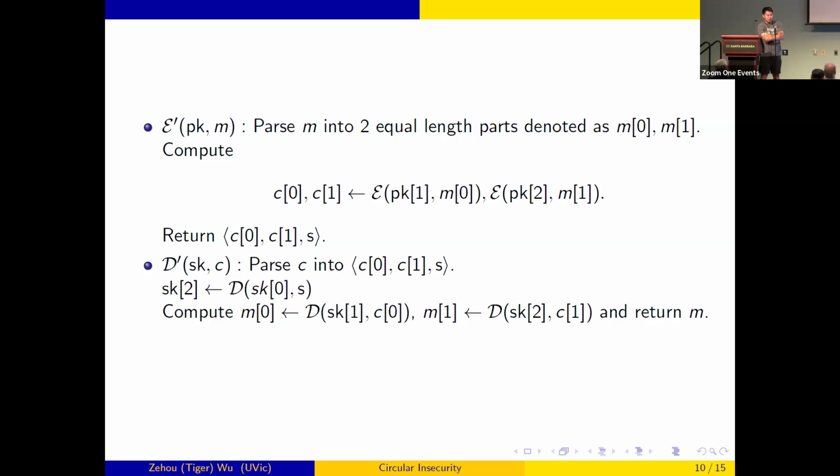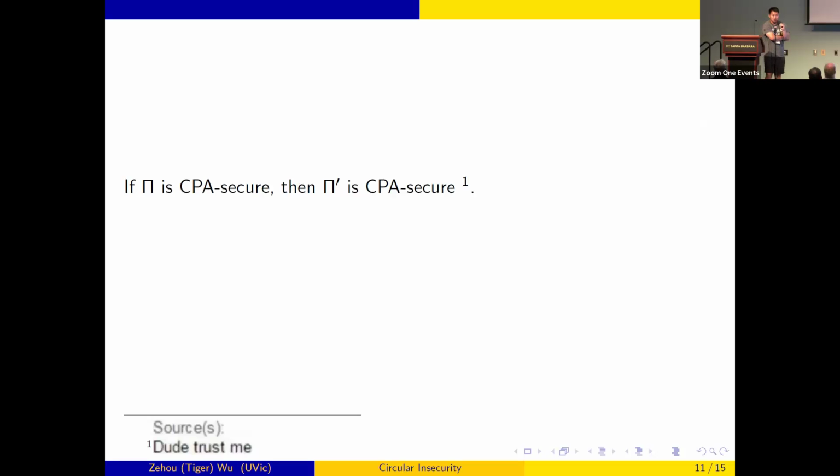The encryption function of pi prime computes C0 and C1, where C0 is PK1 encrypting M0 and C1 is PK2 encrypting M1, where M0 and M1 are just the message divided into two equal parts. It returns C0, C1, and S, where S was the last part of the public key. And the decryption, well, you can figure it out. Something nice about this construction is that it maintains CPA security, and if you read the slide, you can trust me on that.